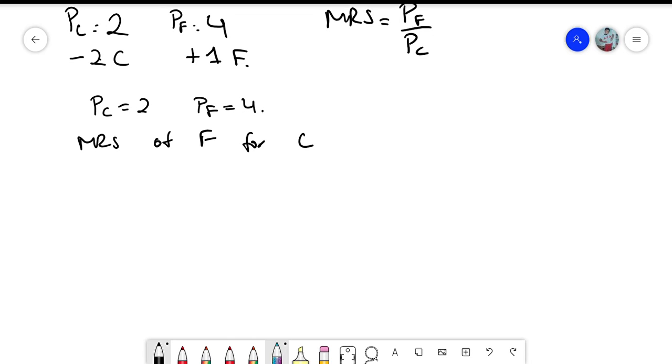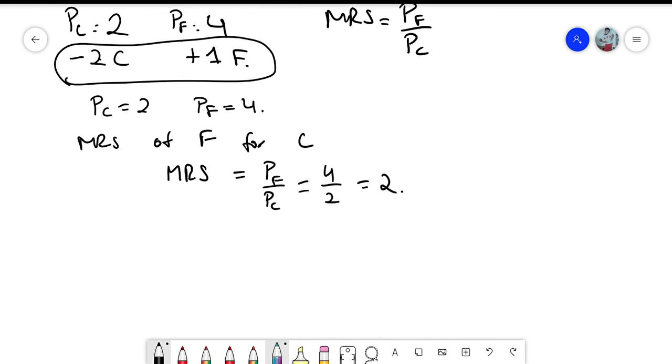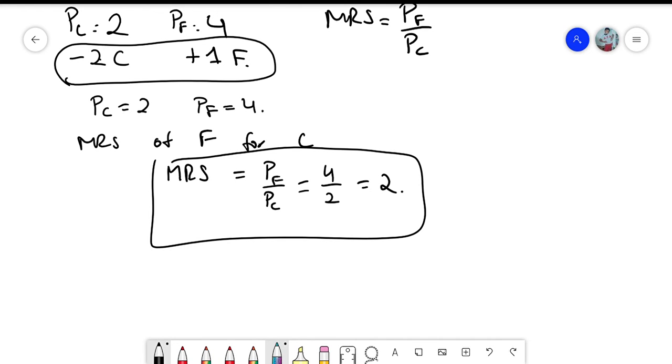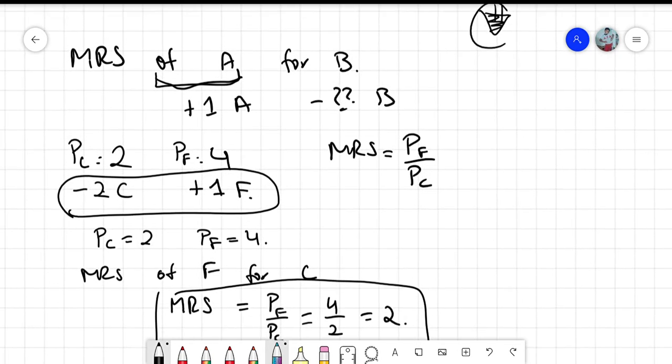So according to the formula, MRS equals price of food over price of clothing. What? I could have sworn it was the other way around. Oh, right, my bad. F is on the x-axis, that's why. Okay, so price of food is 4 divided by 2 equals 2. That means that to get one more F, I need to give up 2C, which is also what we just did right here. So that makes sense, right? So we know MRS equals PF over PC. That is one thing that we have confirmed.